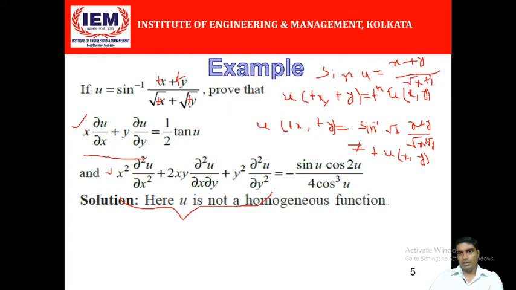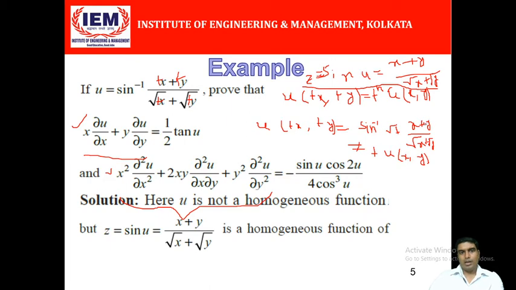If I take this function, then this new function, let's say z equal to sin u, that is a new function that is equal to (x plus y) divided by square root of x plus square root of y. This function is homogeneous, and the degree of this new function z will be half, right?